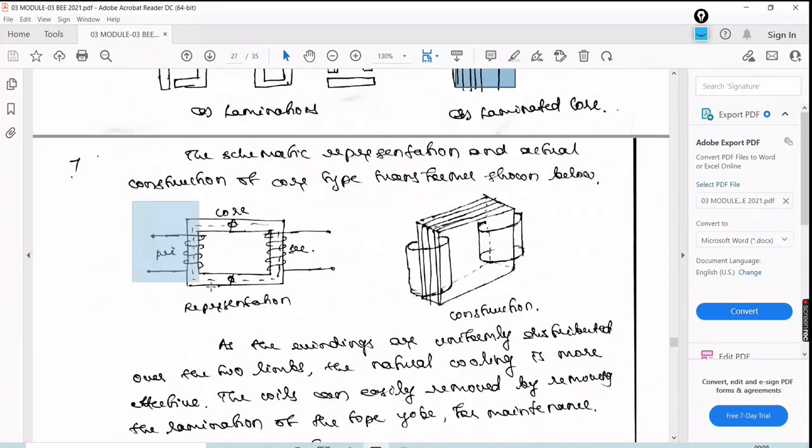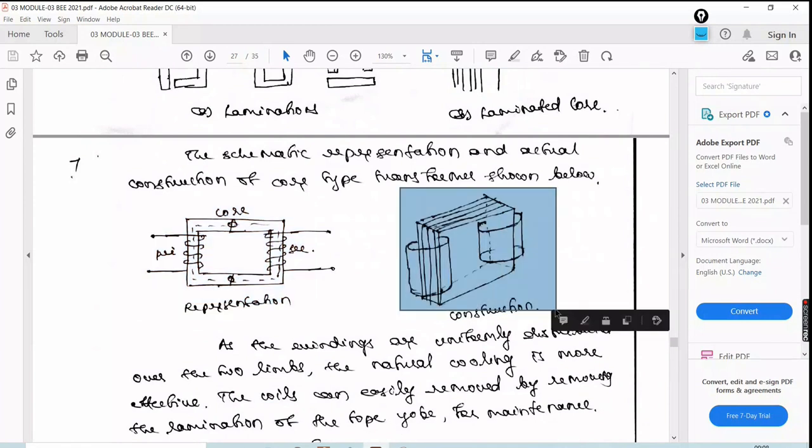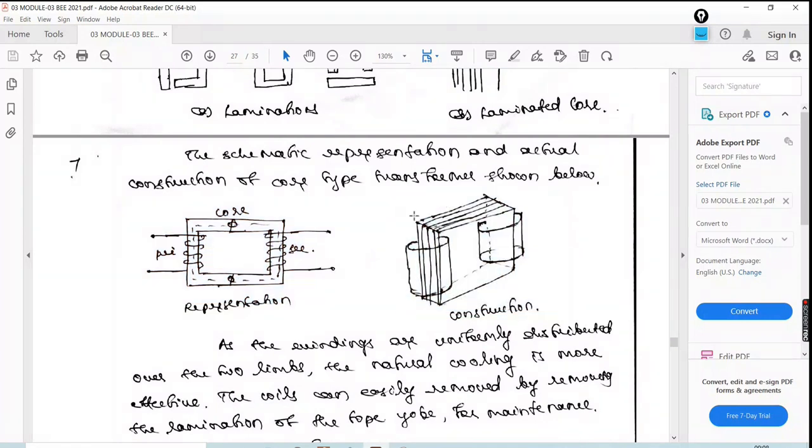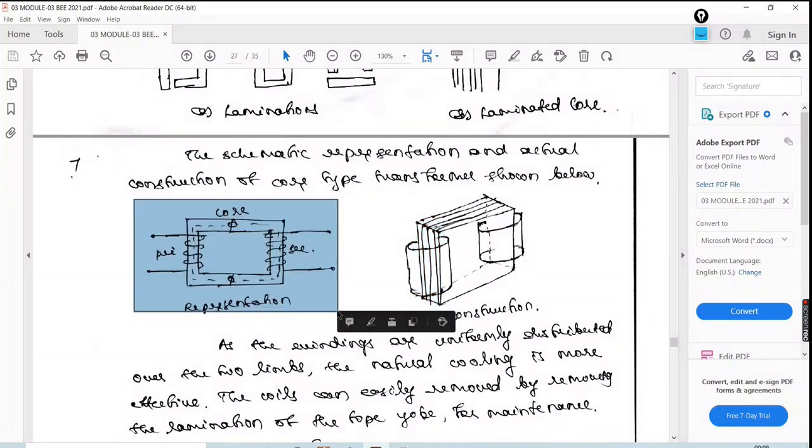This is the line diagram, the representation of the transformer. Whatever limb of the transformer is there will be covered by the winding, on both sides. This is the core type of transformer.